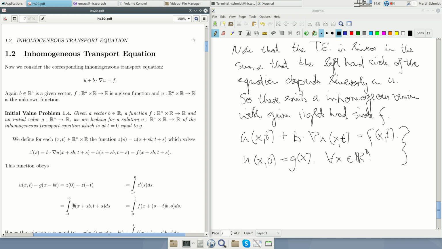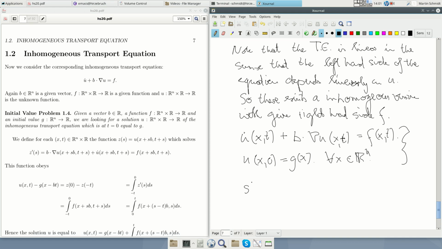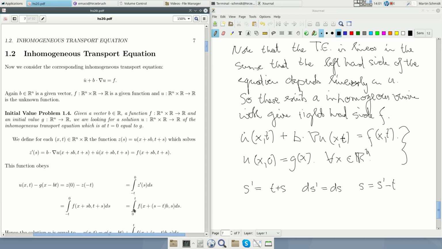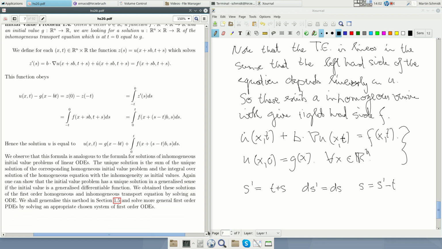We can insert here this integral, and here we just replace. This is just a simplification. We call s prime equal to t plus s. Then ds prime is ds. t is fixed here, and s is of course equal to s prime minus t. So by this substitution, t plus s is replaced by s prime, and s by s prime minus t. So we get this formula. This is just a substitution, nothing difficult. Okay, and now we obtain the following solution by this equation.